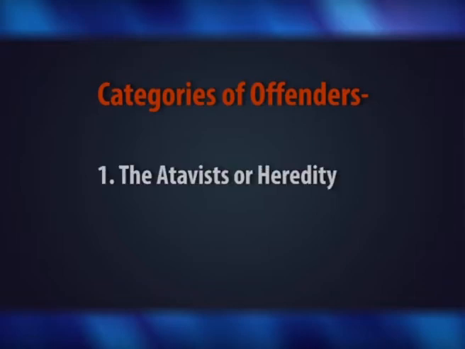First, the atavists or heredity. Lombroso referred them as born criminals. In his opinion, of a different type who could not abstain from participating in criminality and environment had no significance whatsoever to the crimes committed by the atavists. He therefore regarded these offenders as incorrigibles, that is, beyond improvement.